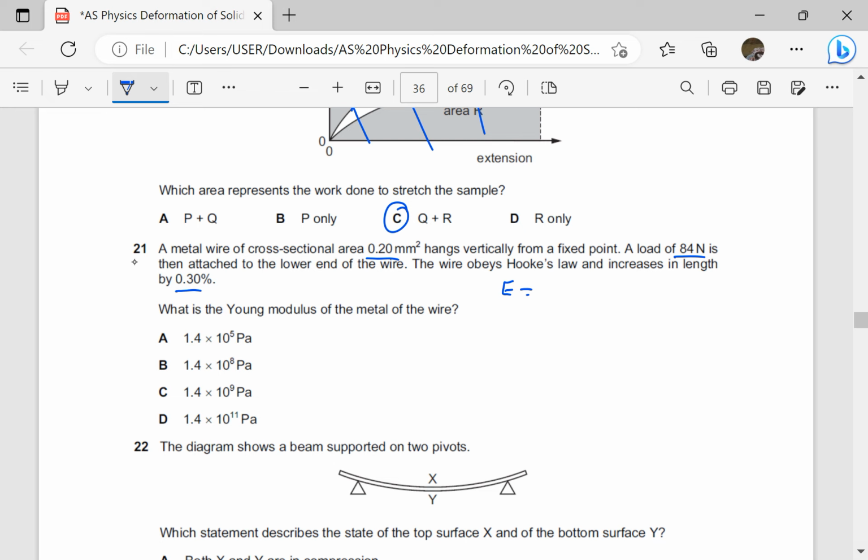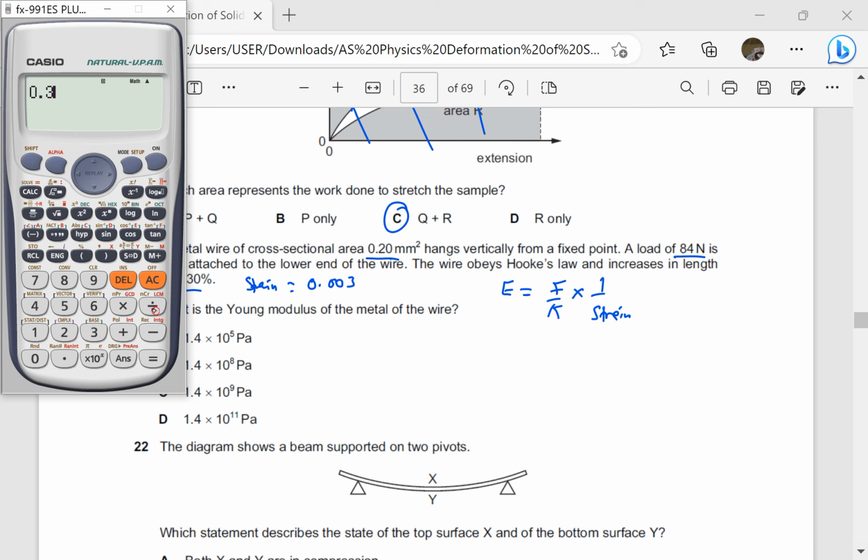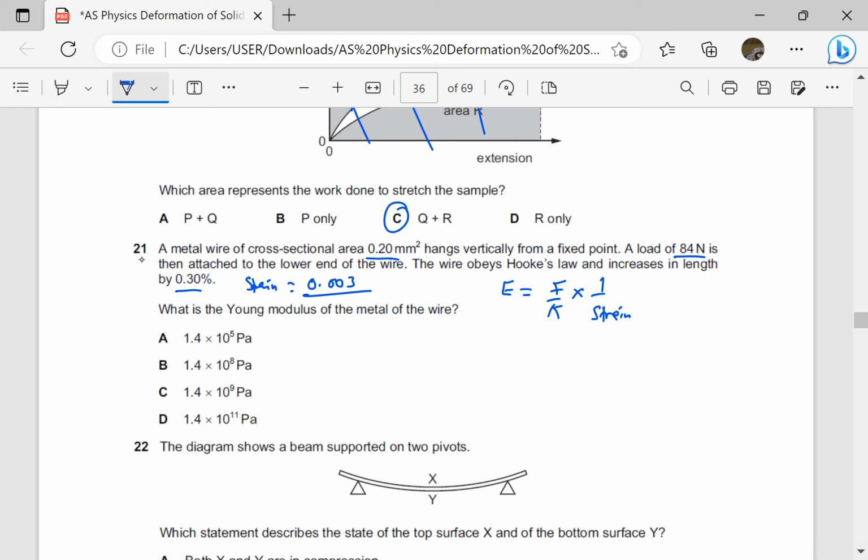So Young modulus is equal to stress, which is force over area, times 1 over the strain. So they have told us the increase in length is 0.3%. That means the strain is going to be 0.3 divided by 100, which is 0.003. That is the strain.